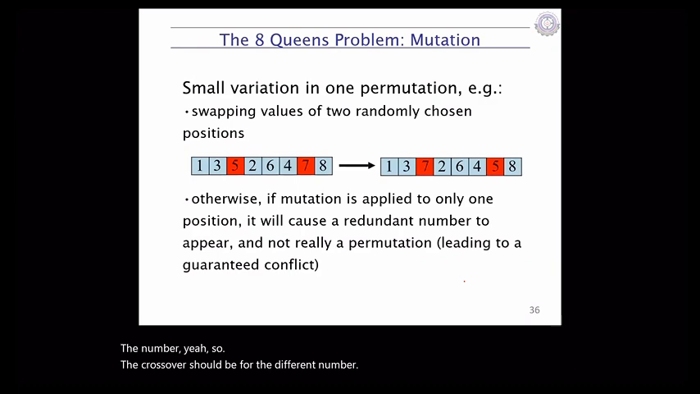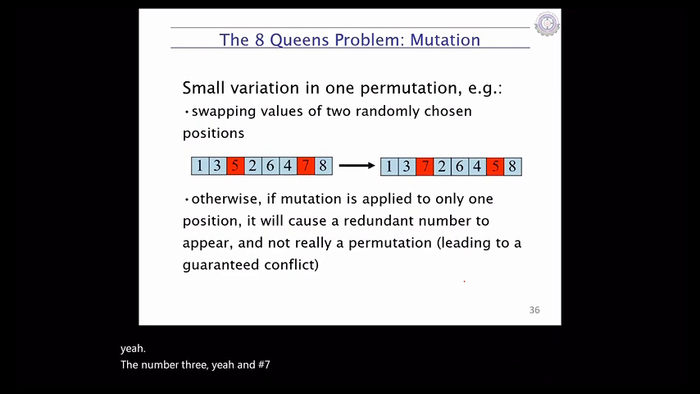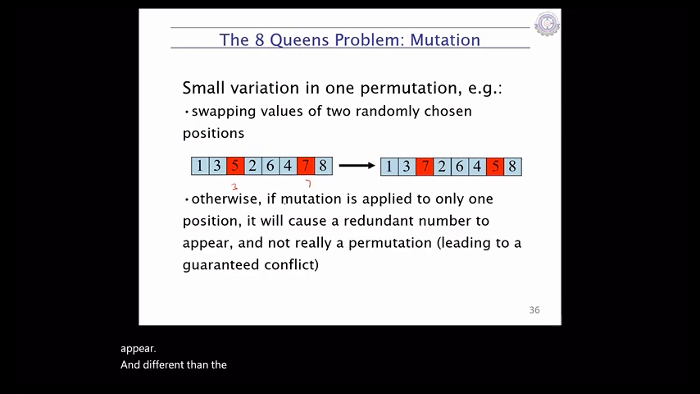Right, so this is for the mutation: a small variation in one permutation, swapping the values of two randomly chosen positions. The randomly chosen positions are number 3 and number 7. This is number 3, this is number 7, and you swap them. Then you will get this one. Otherwise, if mutation is applied to only one position, it will cause a redundant number to appear, and then it is not really a permutation.